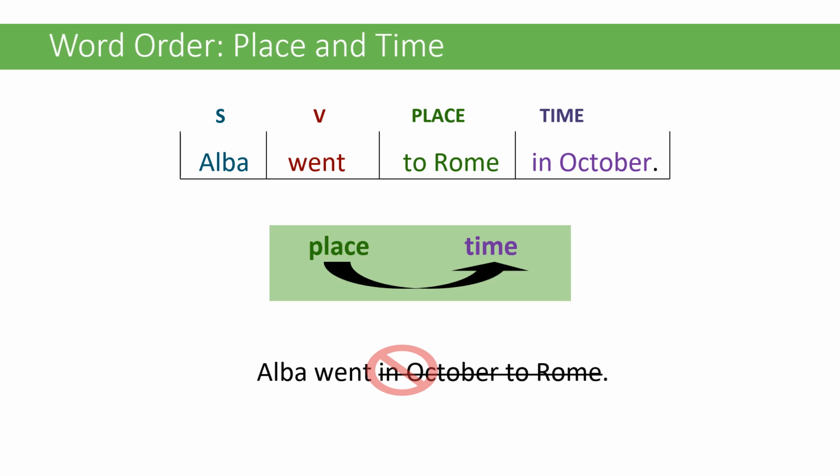If we look at the word place, it starts with the letter P. So the letter P comes before the letter T in the alphabet. Time starts with the letter T. So if you remember that P comes before T, you'll also remember that place always comes before time in a sentence.